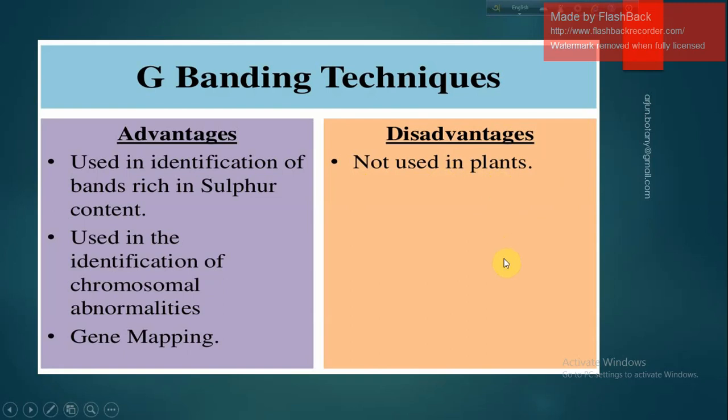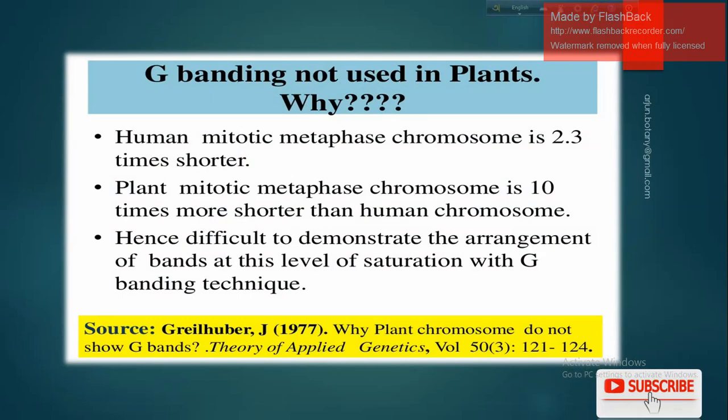So why is G banding not used in plants? This is a very significant question, because the human chromosome is 2.3 times shorter, but the plant mitotic metaphase chromosome is 10 times shorter than the human chromosome. So can you imagine how much shorter the plant chromosome is? Hence, it is difficult to demonstrate the arrangement of bands at the level of saturation with Giemsa. That's why G banding is very difficult.